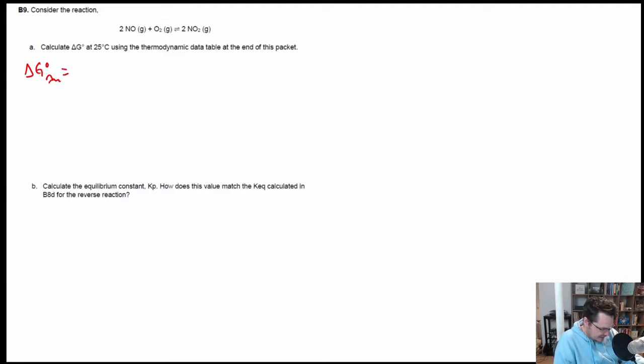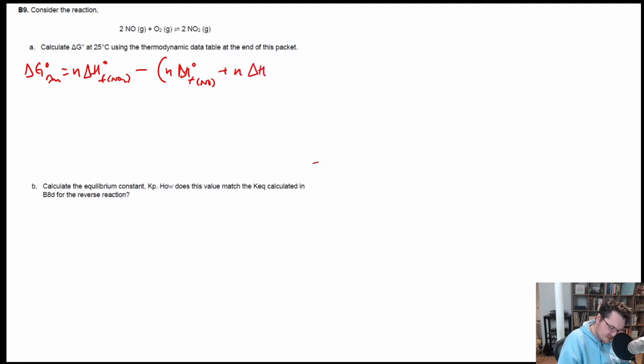in this case, what we get is, right, so we're going to have 2 moles of NO2, right? So it's going to be delta GF not of NO2 minus the number of moles of delta GF not of NO plus the number of moles of delta GF not of O2 in this case, right? Gotta pay attention. So we have all of those things, so we can just simply look up the values, right?